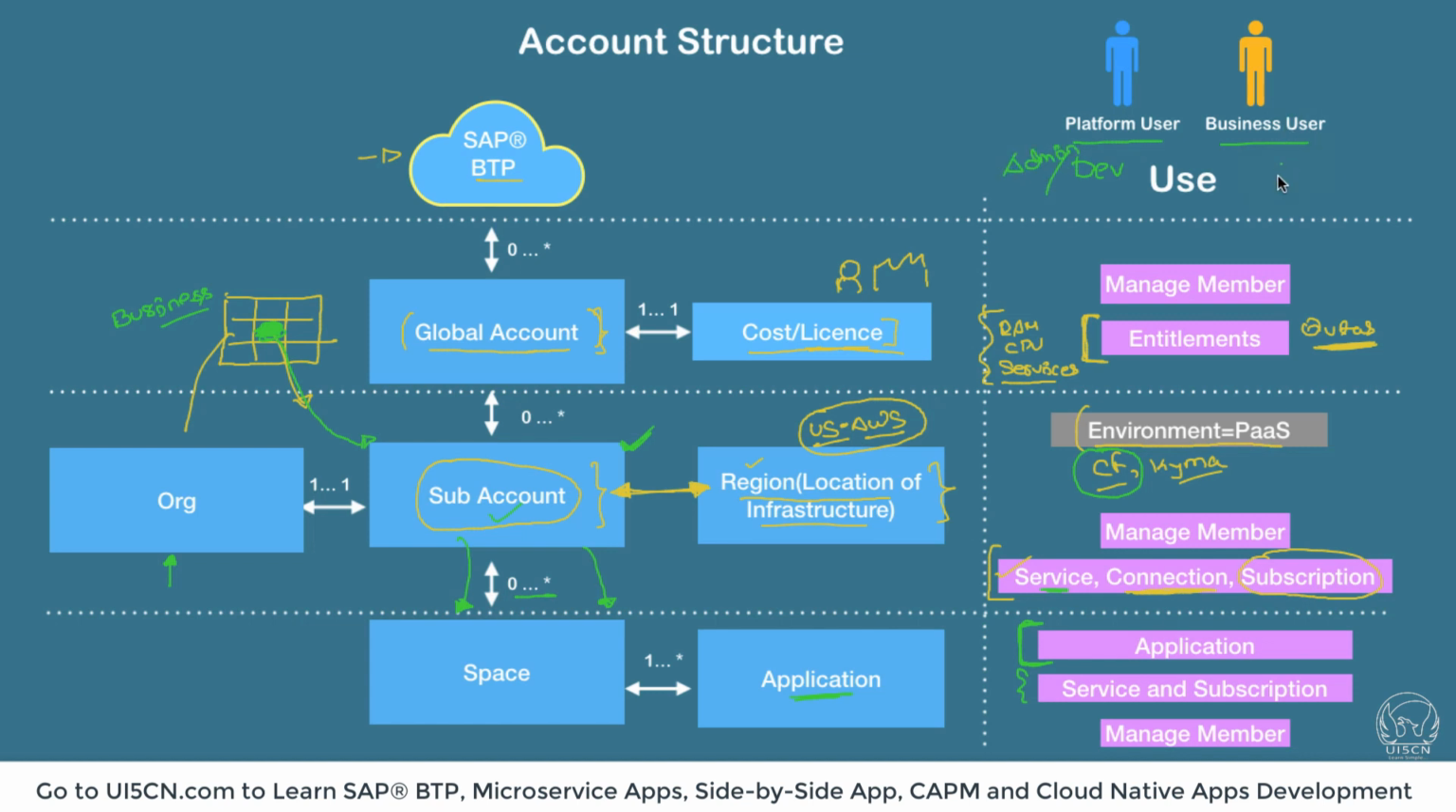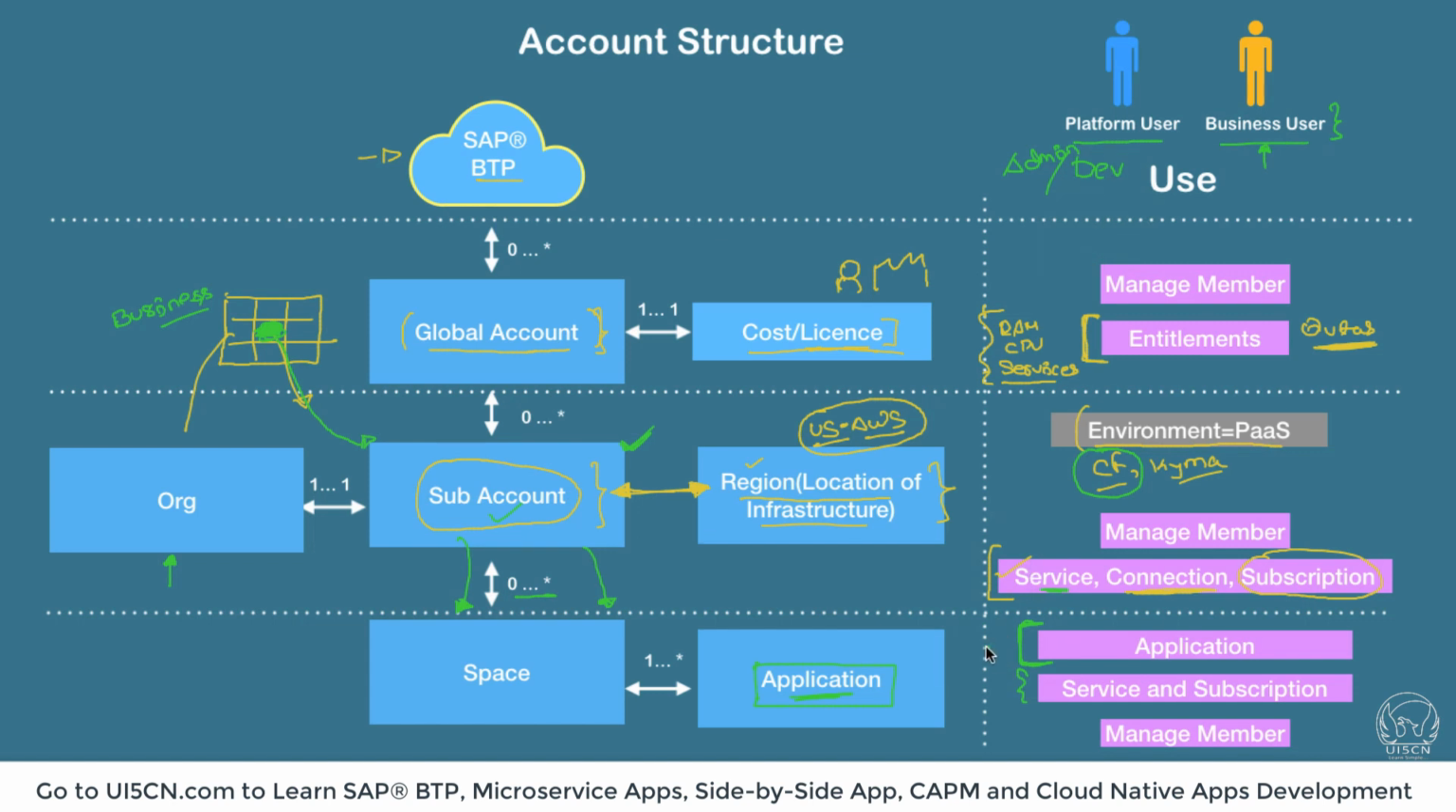Then the second type is the business user. So these are the users who use the final application. So they might be functional people who just want to use an application and they don't want to get into any kind of technicality, what is there inside the cloud platform or this BTP. So they are the business users. Now you can assign users on a different level.